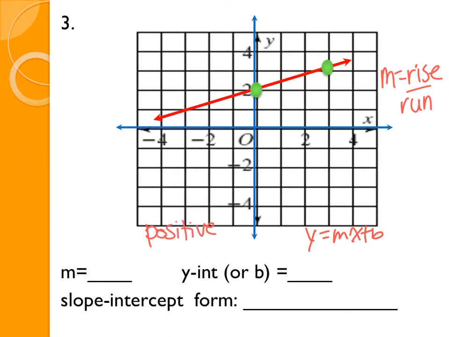Okay, my line crosses my y-axis at positive 2. So we can put positive 2. That will help us to know in our equation if we need to put a negative b, subtracting b, or adding b.